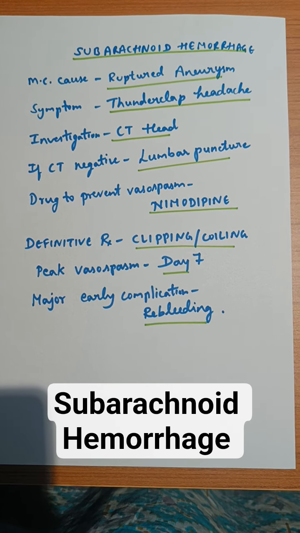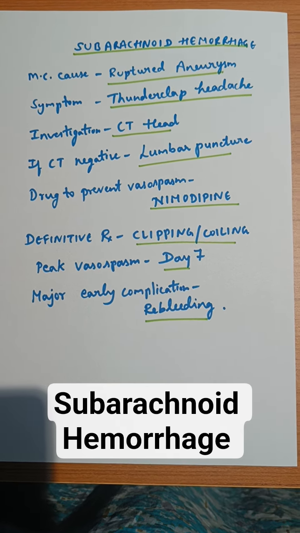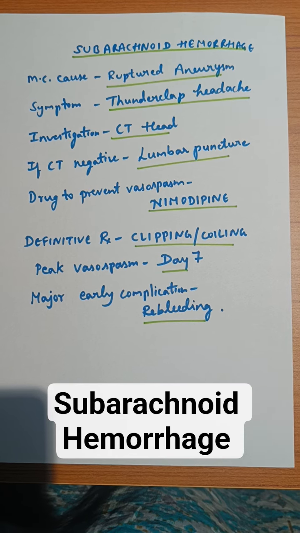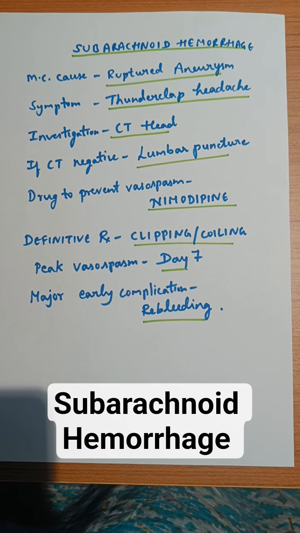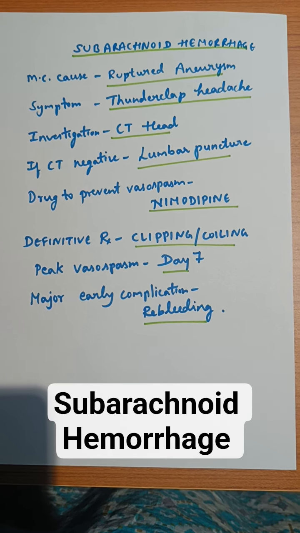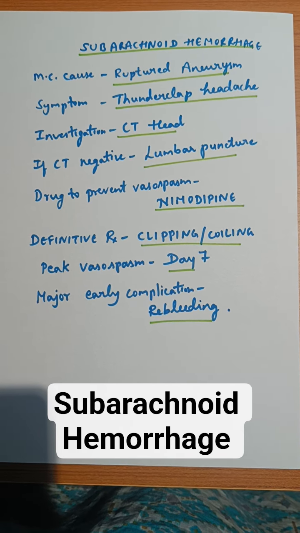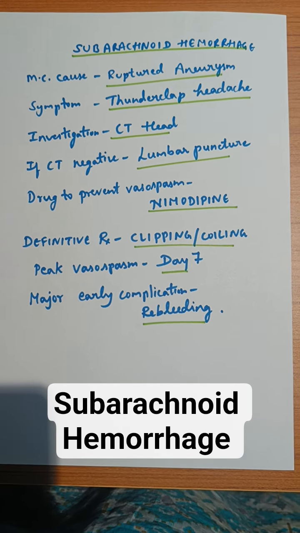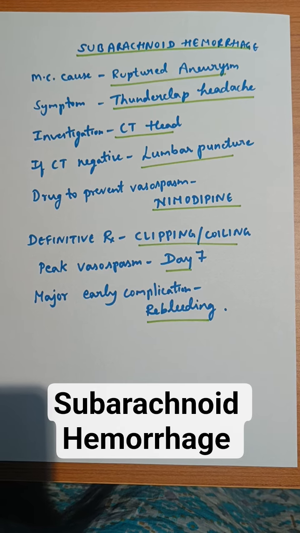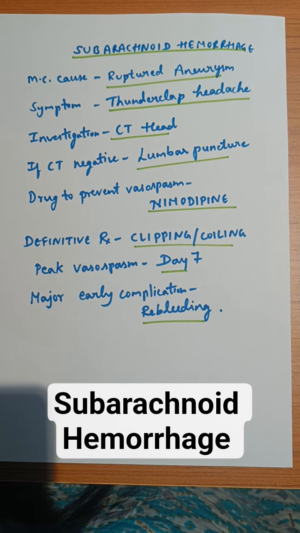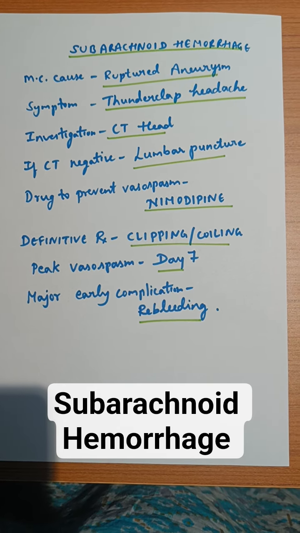A diffuse vasospasm happens, and that can further worsen cerebral ischemia. That is why nimodipine is given. But the definitive treatment for subarachnoid hemorrhage is, within 24 hours, clipping or endovascular coiling needs to be done, and the vasospasm usually peaks around day 7. And one of the major early complications which can happen is rebleeding.